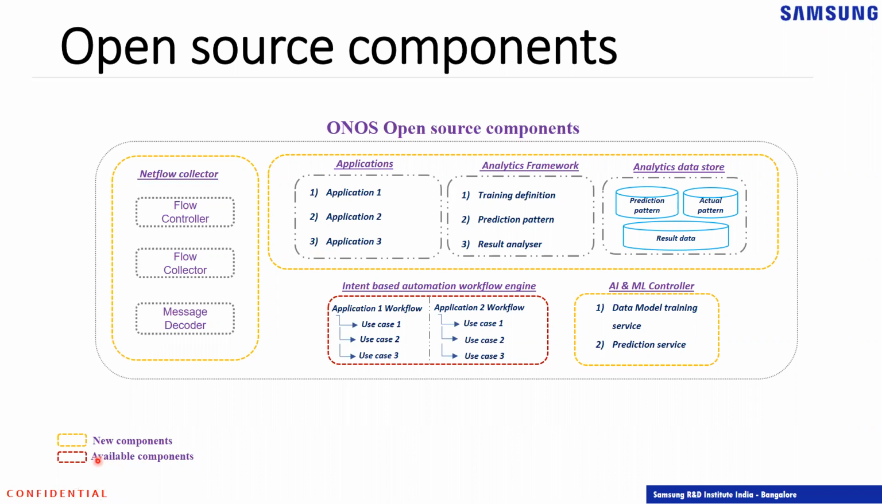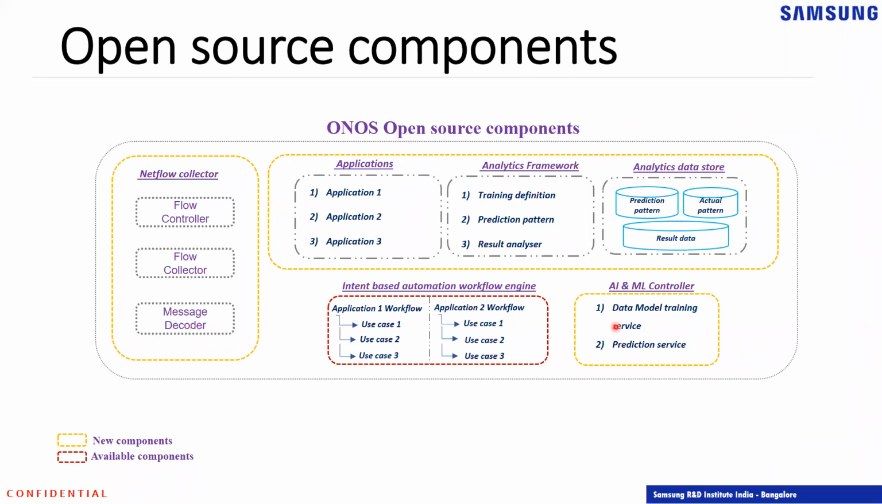So you can see we are using some existing components in ONOS, and we have also proposed some new components. The first thing is the NetFlow collector component. It contains the flow controller, flow collector, and message decoder. It will just collect the data from the switches and store it.